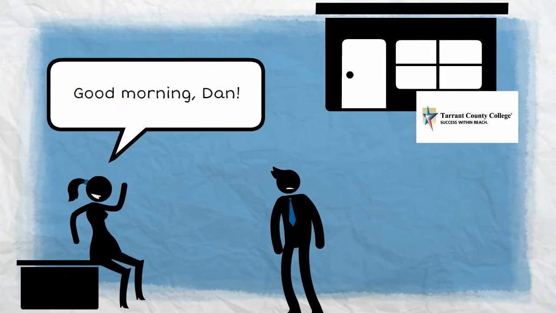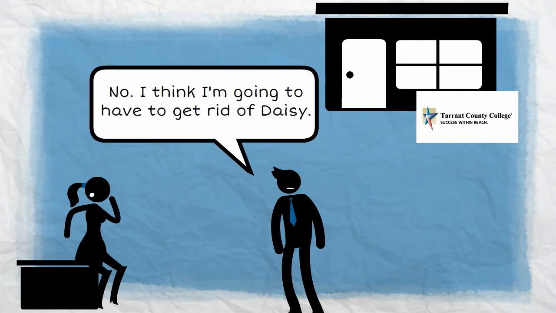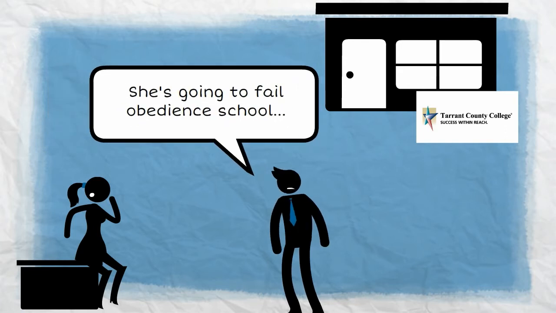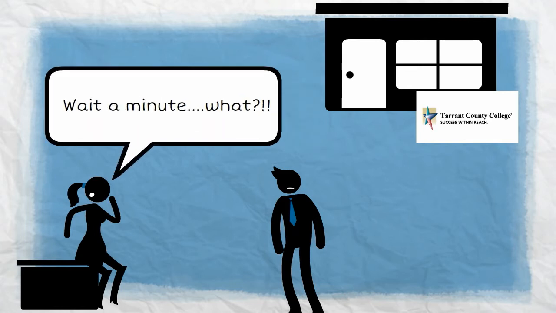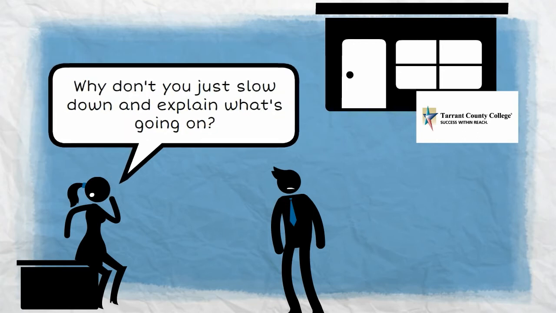Good morning, Dan. Is everything okay? No, I think I'm going to have to get rid of Daisy. Why? You love your new dog. She's going to fail obedience school. I don't want this to end up like Old Yeller. Wait a minute. What? Old Yeller? Why don't you just slow down and explain what's going on?